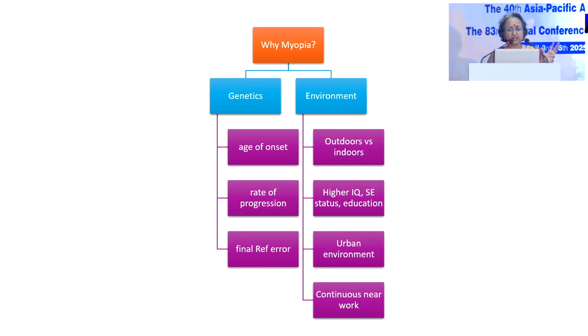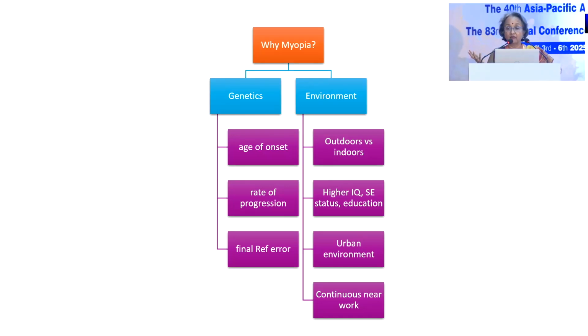When we talk of genetics, you have to pay attention to age of onset. How early did the child start wearing glasses? How rapidly is this progressing? These questions have to be asked to the mother and the father. What age did you start wearing glasses? How rapidly did your refractive error progress? And what was the final refractive error before it stabilized or you had LASIK?